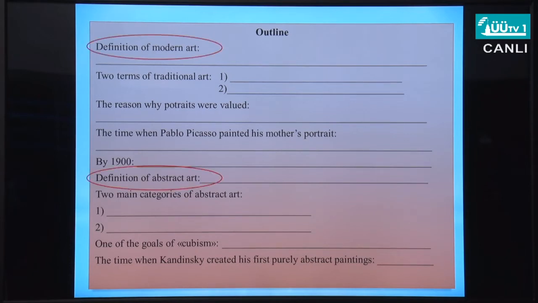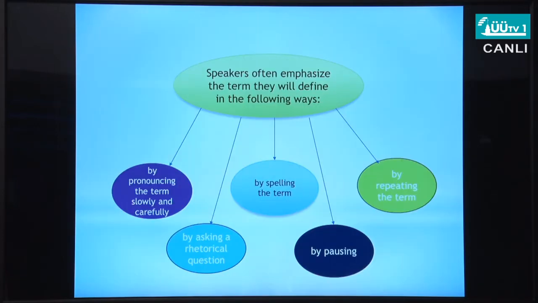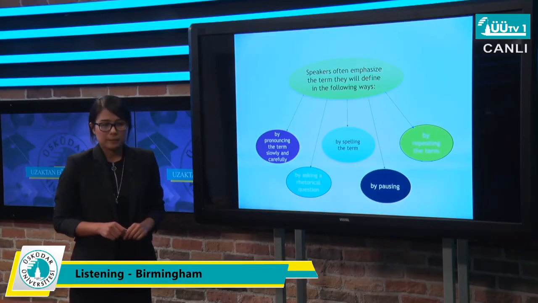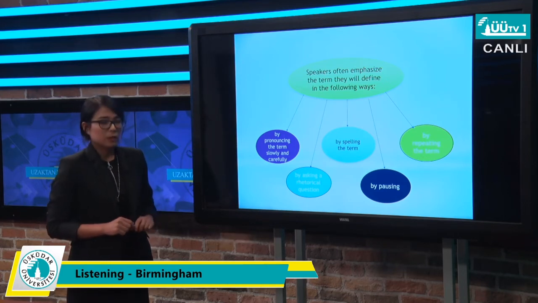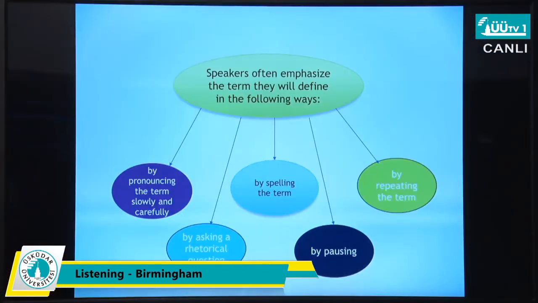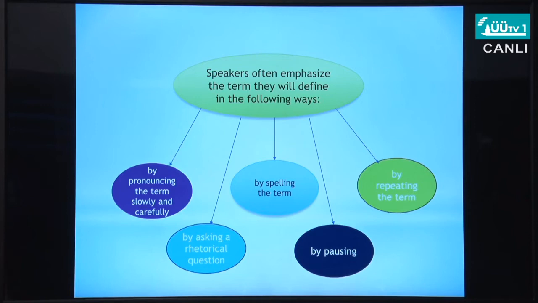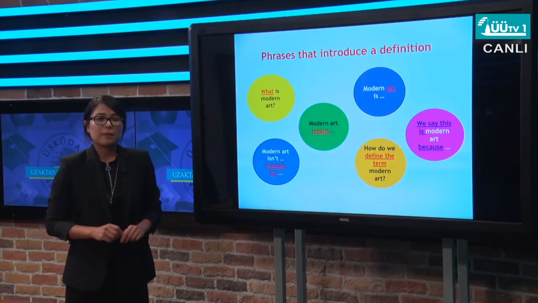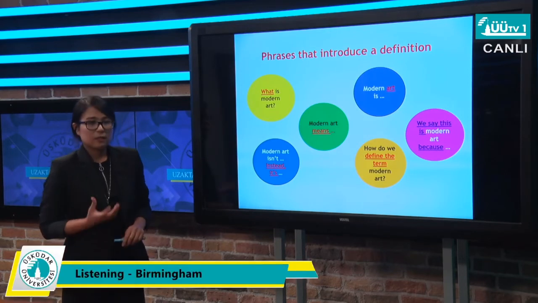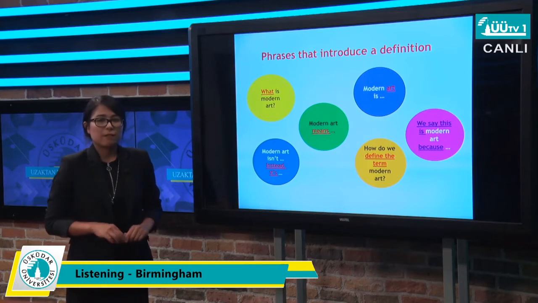Okay, how can we understand that the speaker is going to define something? There are several ways to understand it. For example, speakers often emphasize the term they will define in the following ways: by pronouncing the term slowly and carefully, by asking rhetorical questions, by spelling the term, by pausing, or by repeating the term. So, there are some examples for it.